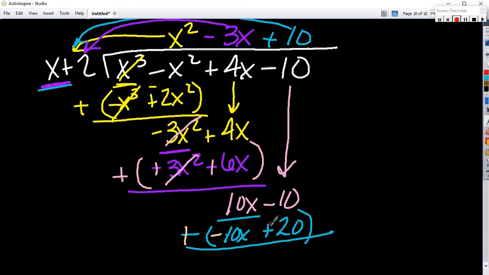Same, change, cancel. What do you get? Negative 30. What is negative 30? The remainder. How do I know that that's a remainder? There's nothing else to do. There's nothing else to multiply x by to get negative 30. So I say plus remainder over quotient.